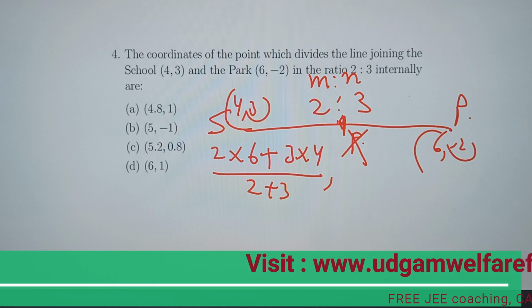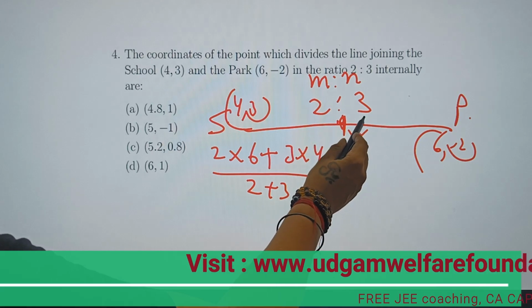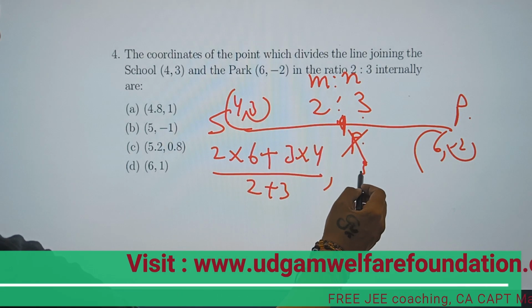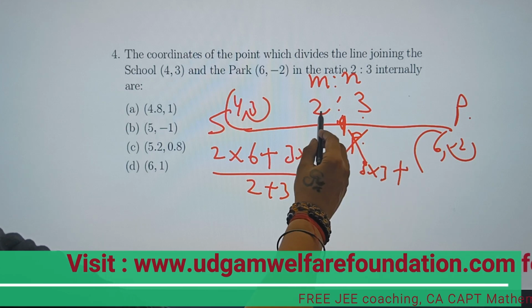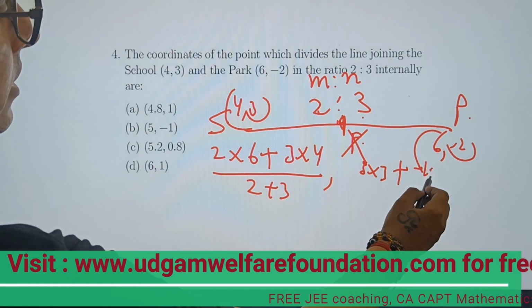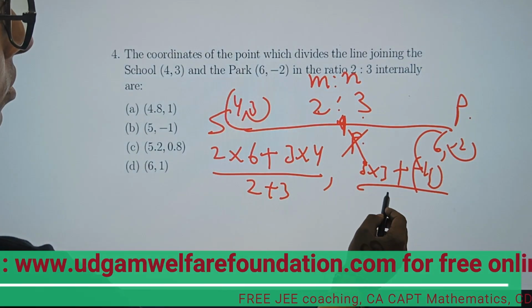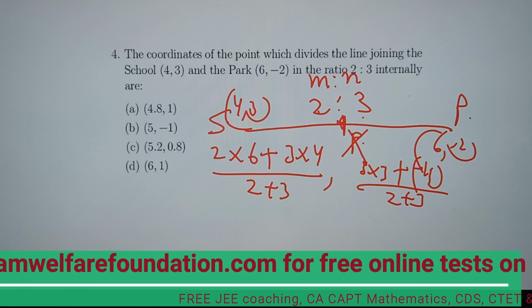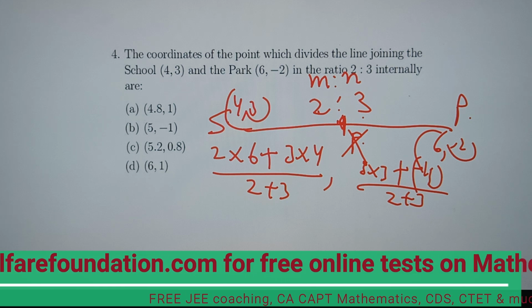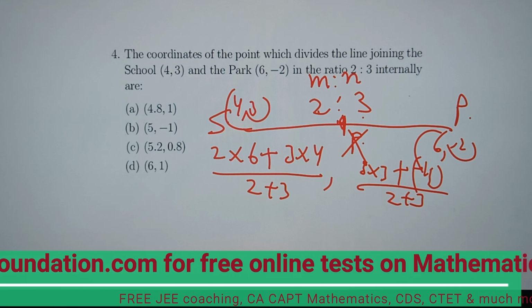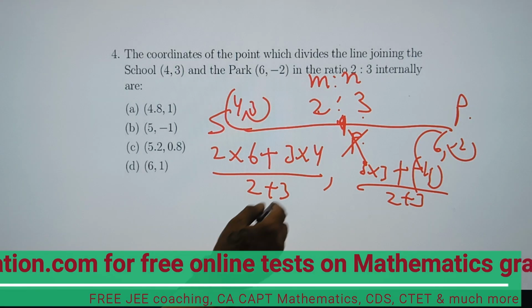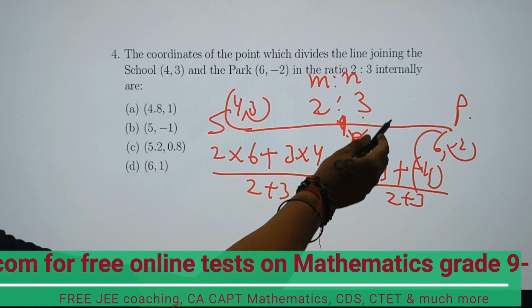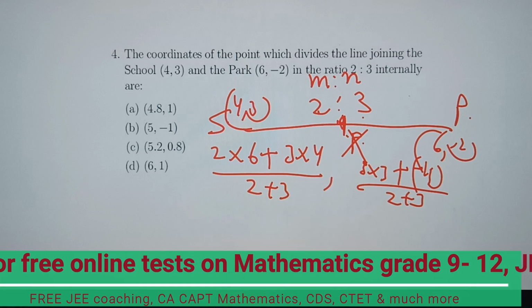Similarly, we can find out the y coordinate. So 3 into 3 plus 2 into minus 2, that is minus 4, upon 2 plus 3. So this is the coordinate of x and y, and this particular point is dividing, that means x is dividing this line in the ratio 2:3.